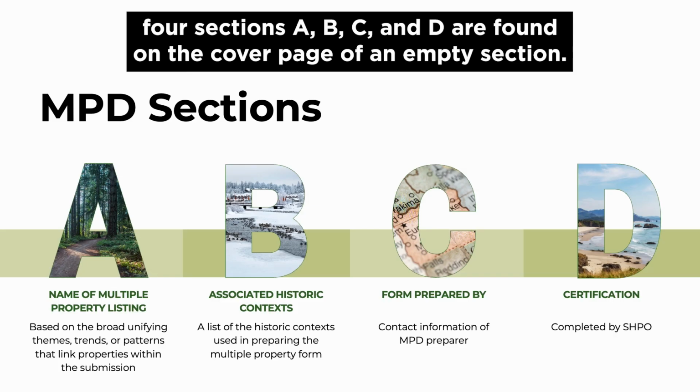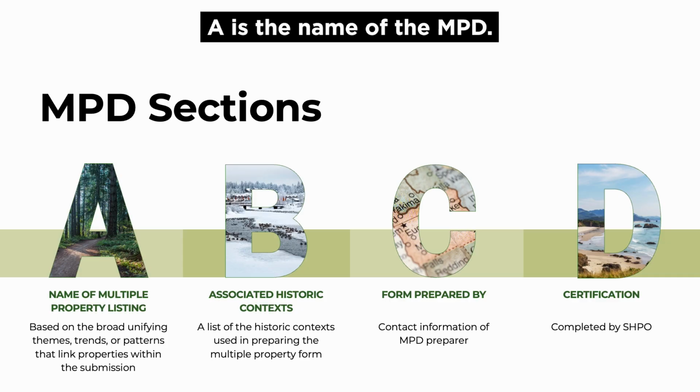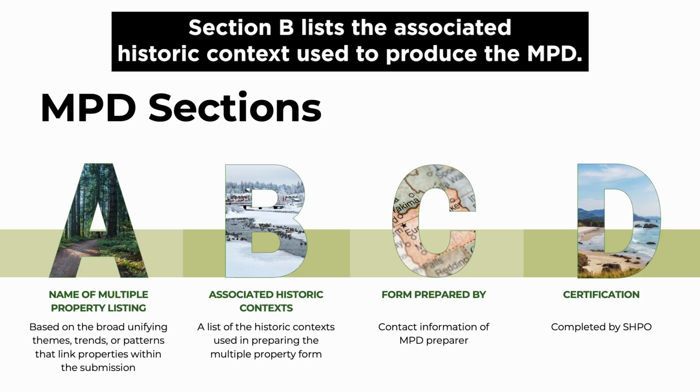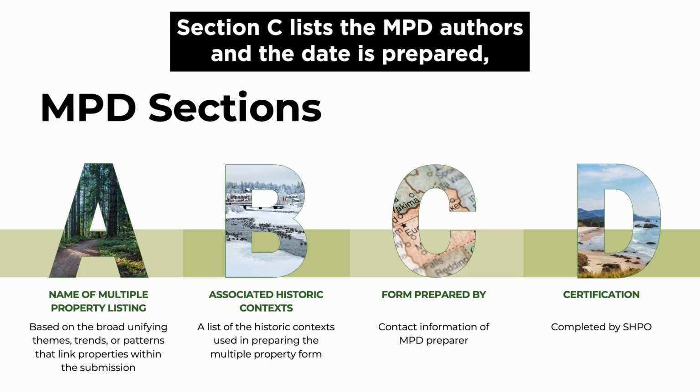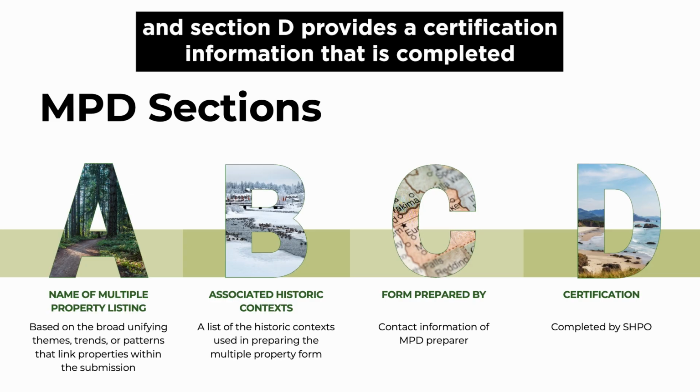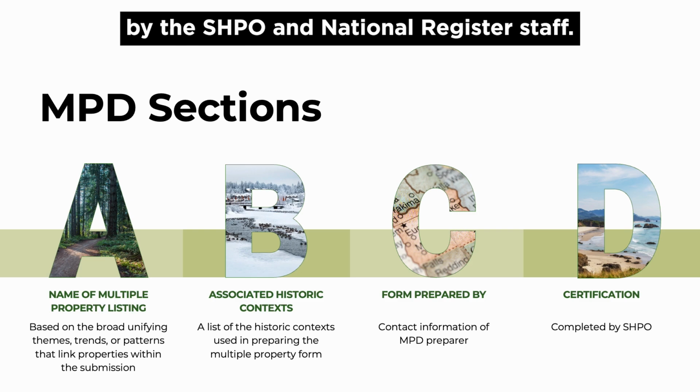These four sections, A, B, C, and D, are found on the cover page of an MPD. Section A is the name of the MPD. Section B lists the associated historic context used to produce the MPD. Section C lists the MPD authors and the date it was prepared, and Section D provides the certification information that is completed by the SHPO and National Register staff.